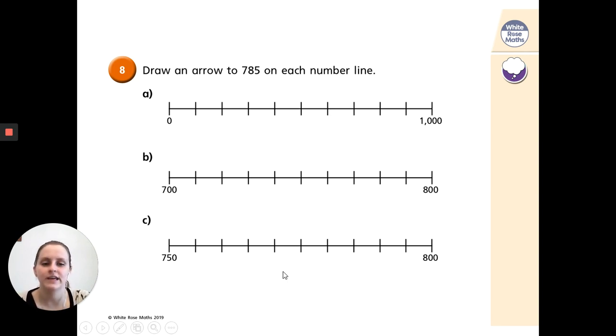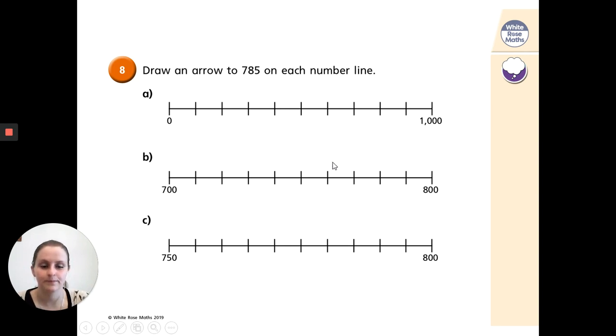So you have to be really careful here when you're counting and check that each jump goes up the same amount. So if you decide to go up in 10s or 20s or whatever, make sure that they are all going up in the same amount so that you can place your number on your number line.